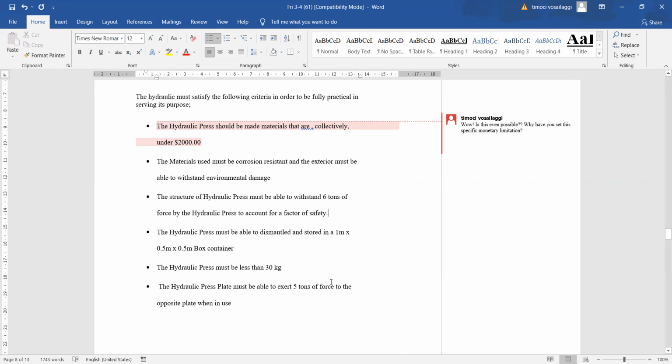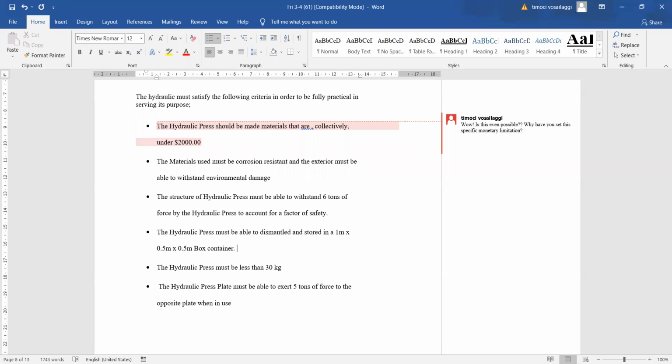Okay. You have to state why you're saying more than you're actually delivering. The hydraulic press must be able to be dismantled and stored in a 1 by 0.5 by 0.5 meter box container. These specific requirements, are these part of your problem? You mentioned builders at work sites having to move around. Is it because they only have this much volume to transport their press in their vehicles? Is that why you've limited it to these dimensions?